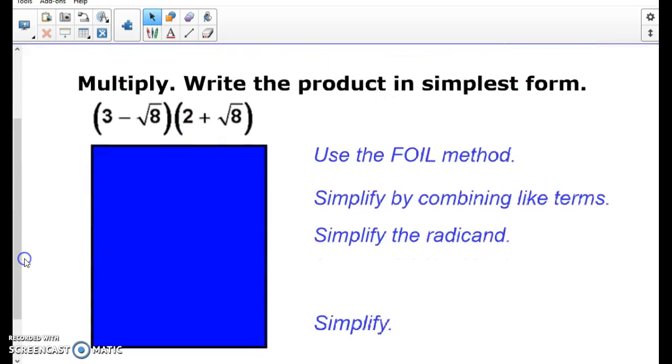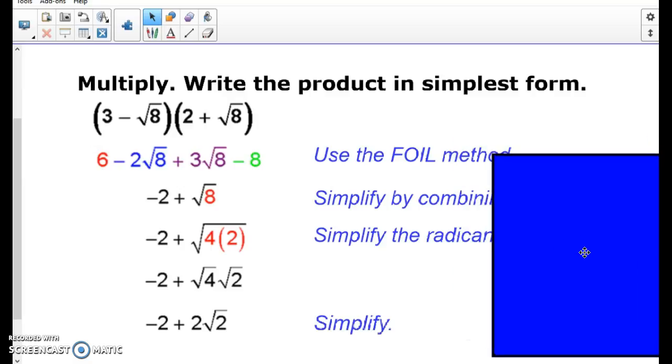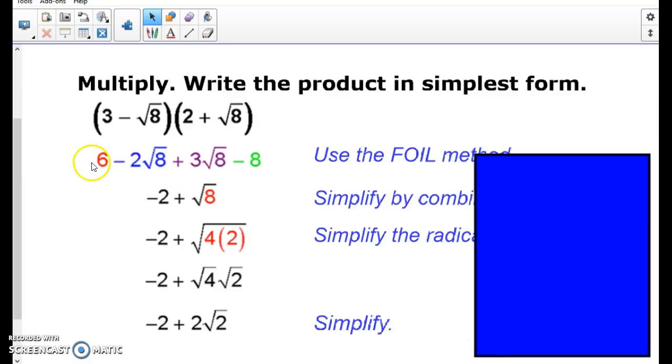Kind of the same thing here. So I have 3 times 2, which is going to be 6. You see that there in red. 2 times root 8, which is 2 root 8. 3 times root 8, which is 3 root 8. And then square root of 8 and square root of 8, which is going to be square root of 64. But we know square root of 64 is 8. Notice how that one's negative. So it's going to be a negative 8.